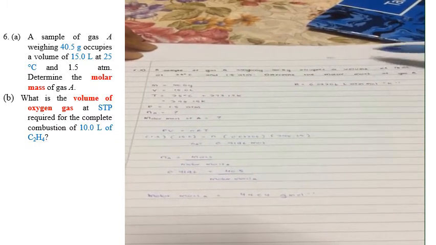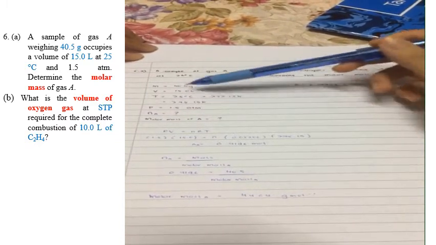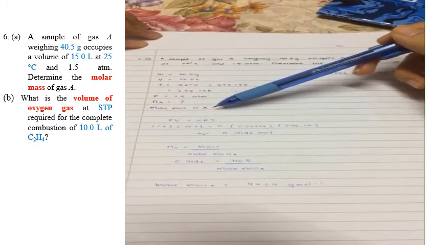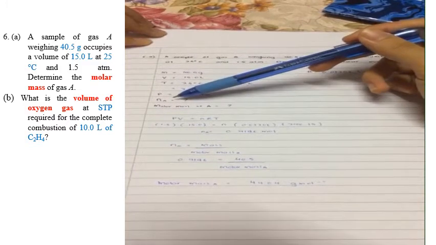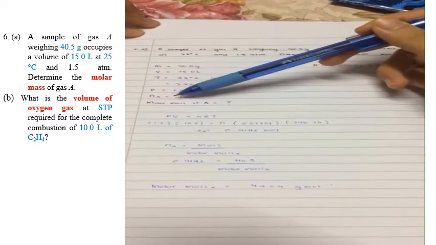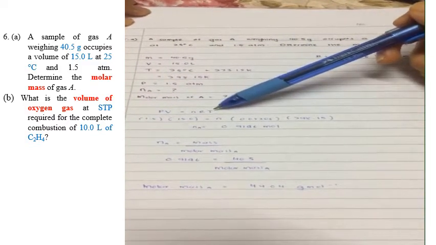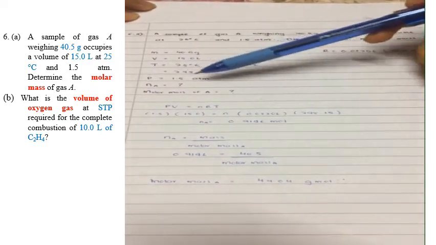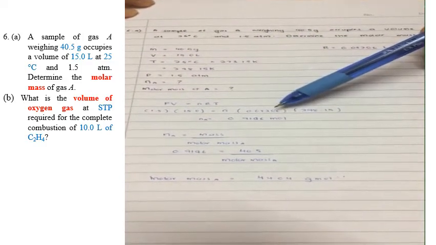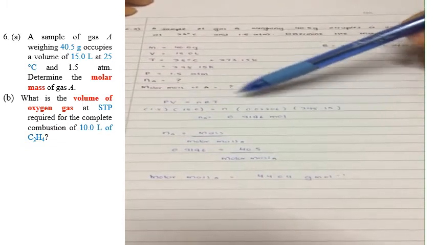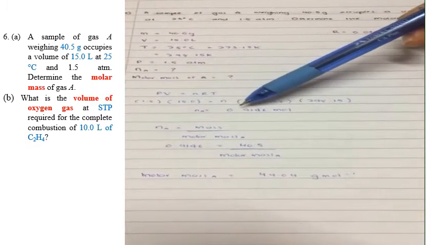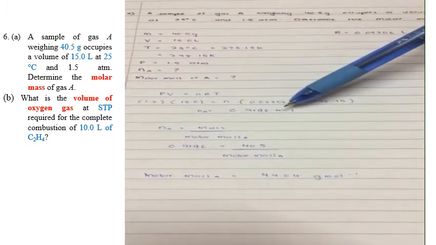So from the question, the information that we get is this. To find the molar mass of gas A, firstly, we have to find the mole of gas A. To find the mole of gas A, we are going to use this formula, PV equal to nRT. Just replace the information given into this formula, and at the end, we will get mole of gas A equal to 0.9196 mole.